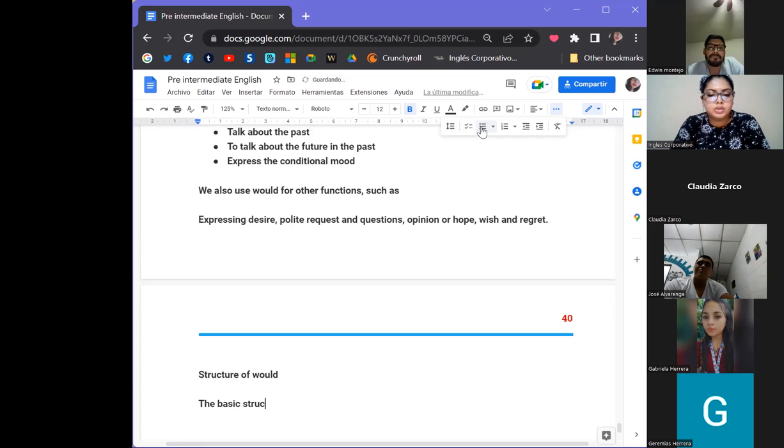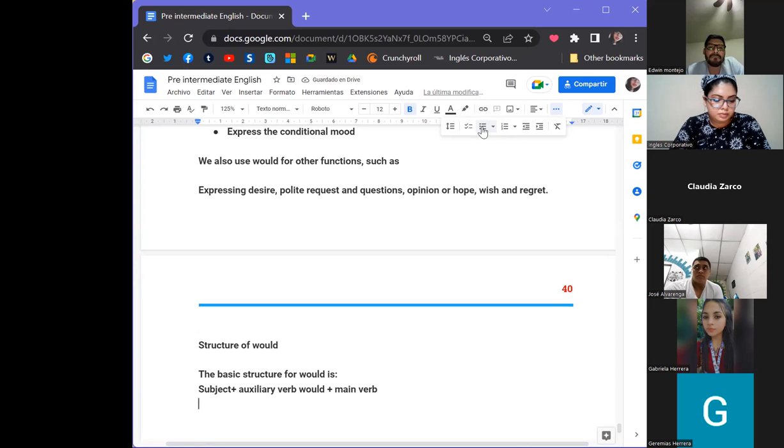The basic structure for would is, and we have this structure. We have the subject plus auxiliary verb would, plus the main verb. So in this case, the auxiliary verb would is, we are not going to change the form.